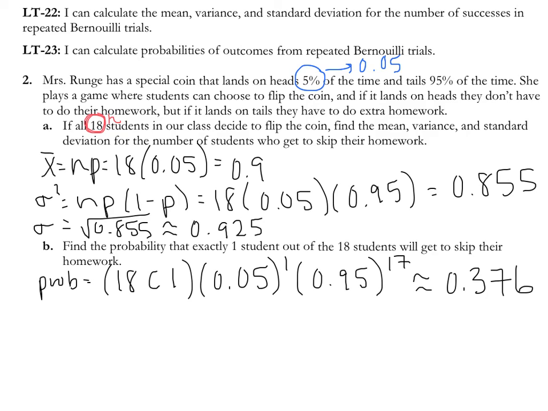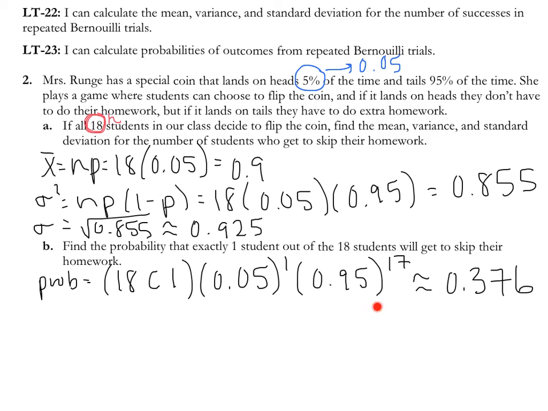So let's just quickly review how we approached these problems. There were two different kinds of problems we talked about. Learning Target 22, where you calculate some statistics, mean, variance, and standard deviation. And Learning Target 23, where we're talking about calculating probabilities of different kinds of outcomes. It's very important to read your question carefully to see what you are being asked. We know these formulas for the mean, variance, and standard deviation. Those ones look pretty straightforward.